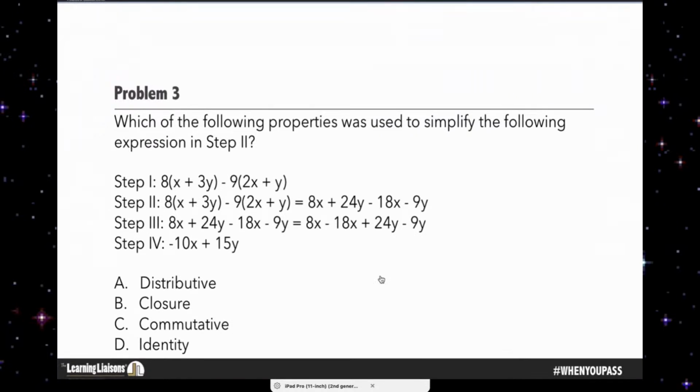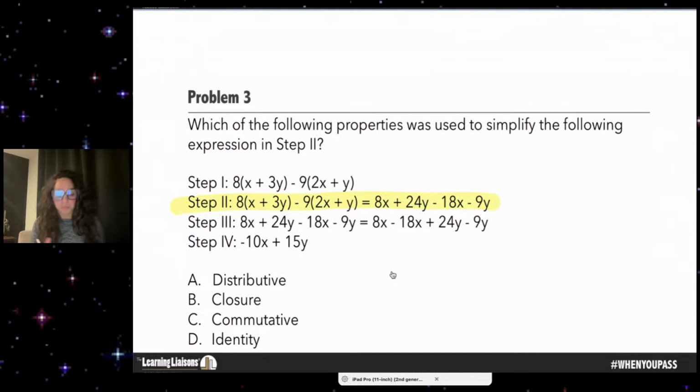Which of the following properties was used to simplify the following expression in step 2? So really all we need to do is look at step 2 and figure out, what did they do? Did they do the distributive property, the closure property, the commutative property, or the identity property? So in this situation, when we see parentheses and then the parentheses disappear, usually that means that we've used the distributive property. And in this case, we did.